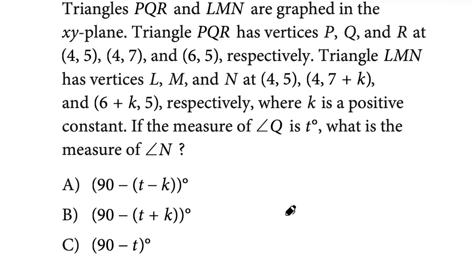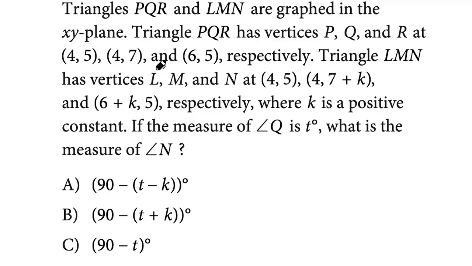Let's see. Triangles PQR and LMN are graphed in the XY plane. Triangle PQR has vertices P, Q and R at (4, 5), (4, 7) and (6, 5). Now these three coordinates have some special property. If you notice carefully, half of the work is done.